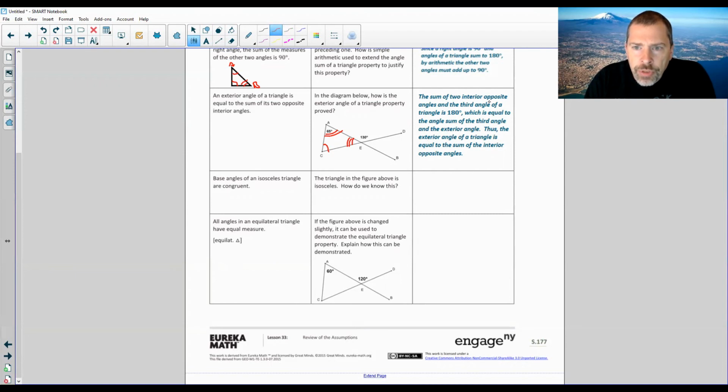The sum of two interior opposite angles and the third angle of a triangle is 180. So these three add up to 180, which is equal to the angle sum of the third angle, this angle here, and the exterior, this one.